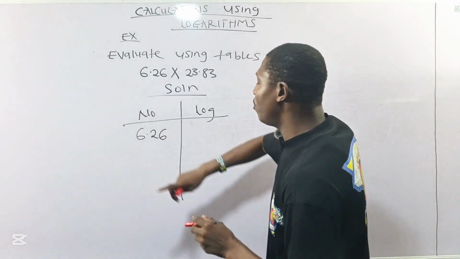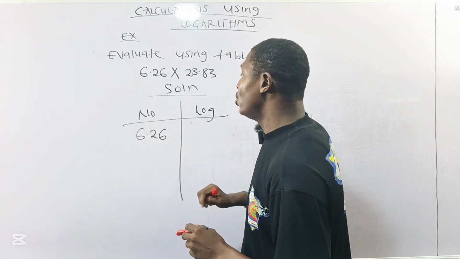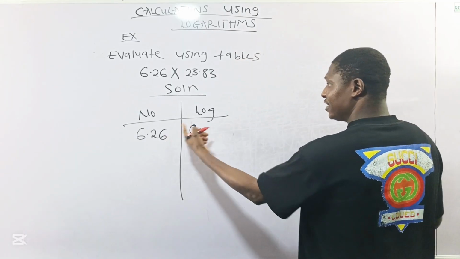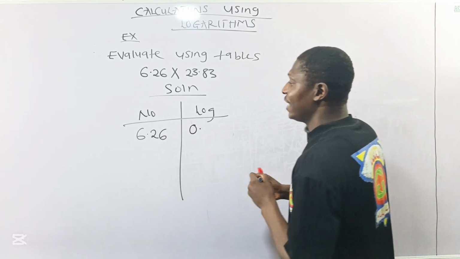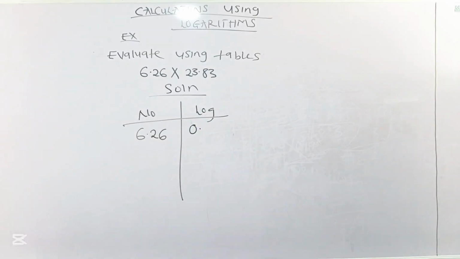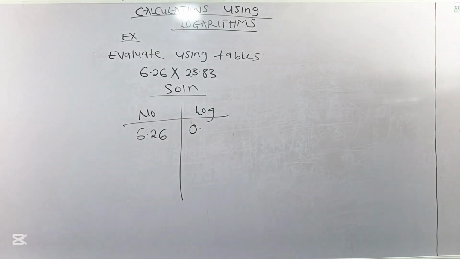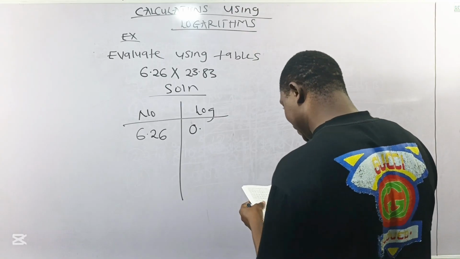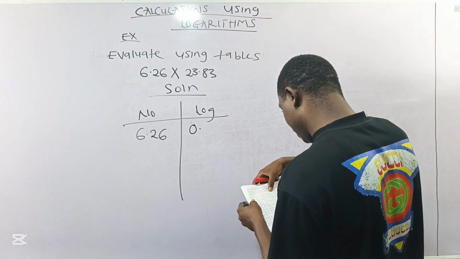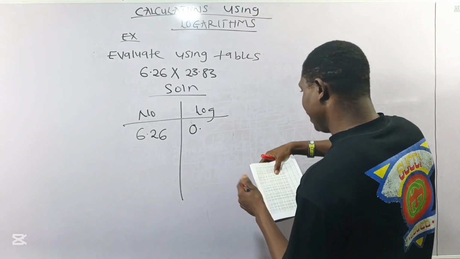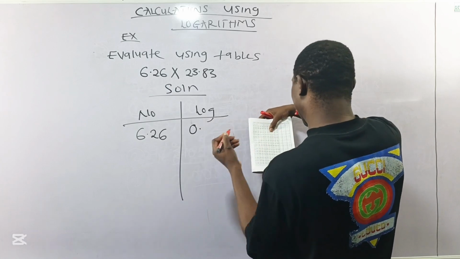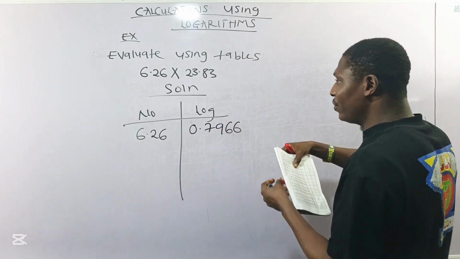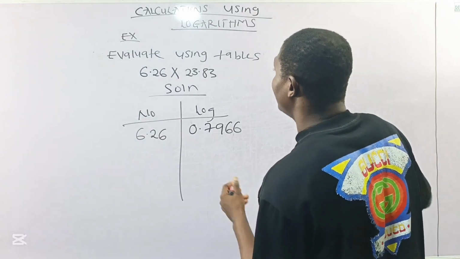For 6.26, the number before the decimal is 1 digit, so I simply say 1 minus 1 to give me my characteristic as 0, since I'm talking about log first. Now, 62 under 6. The log of 62 under 6 is 7966. There's no difference here.